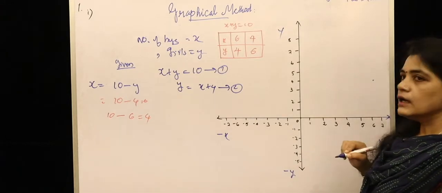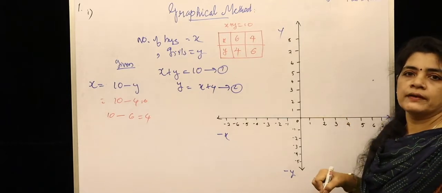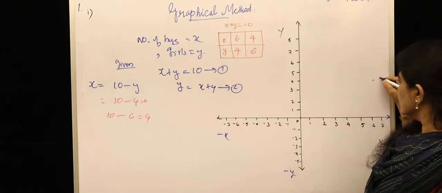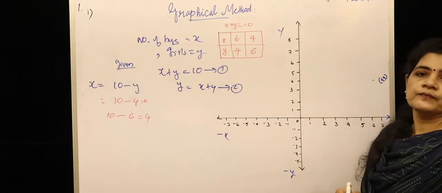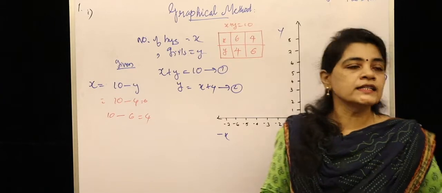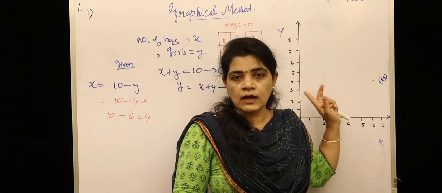Just mark that point with a press of your pen, and you can write these coordinates as 6 for x and 4 for y. So this point represents (6, 4) in the graph.